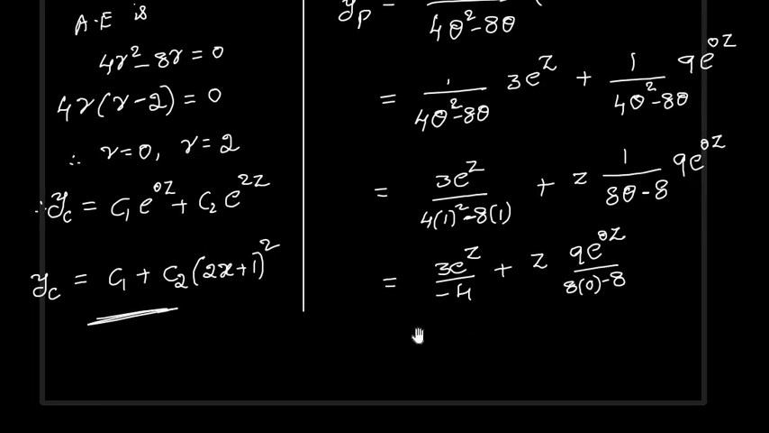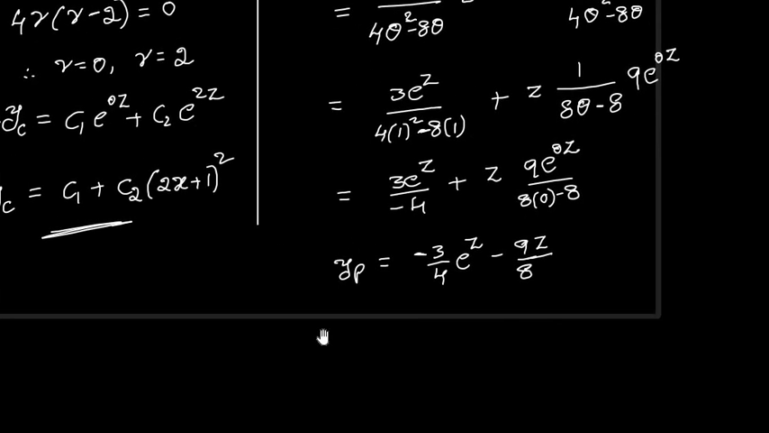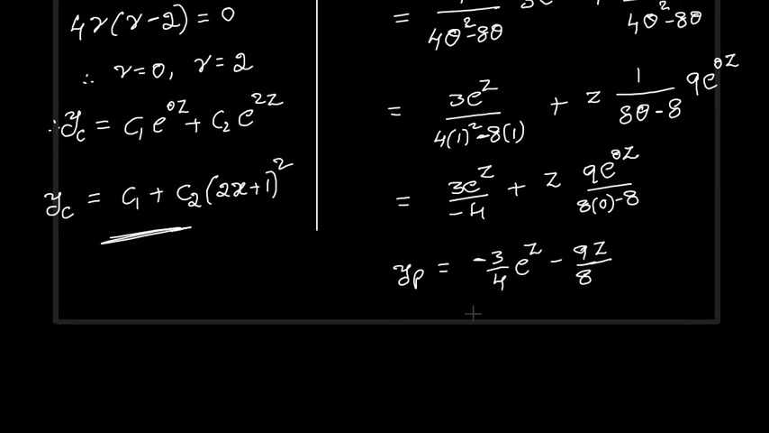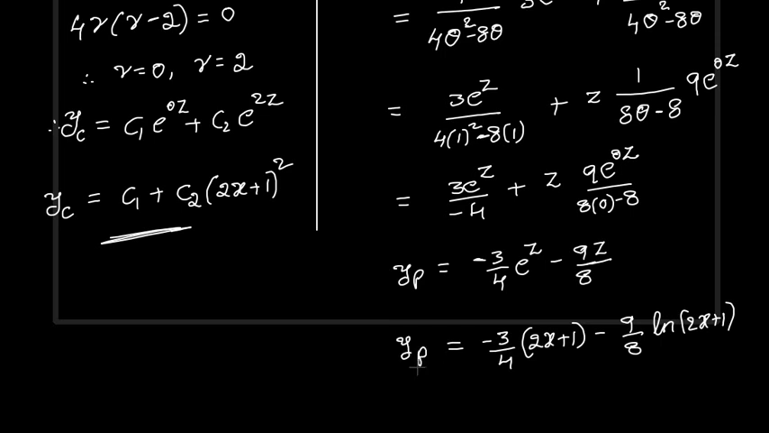So finally the particular integral is −3/4 e^z, and this is −9/8 or 9z/8, e^(0z) anyway 1. Okay, and if we write it in terms of x, this is −3/4 times e^z, it means (2x + 1), minus 9/8 into z, it means ln(2x + 1). So this is the particular integral.